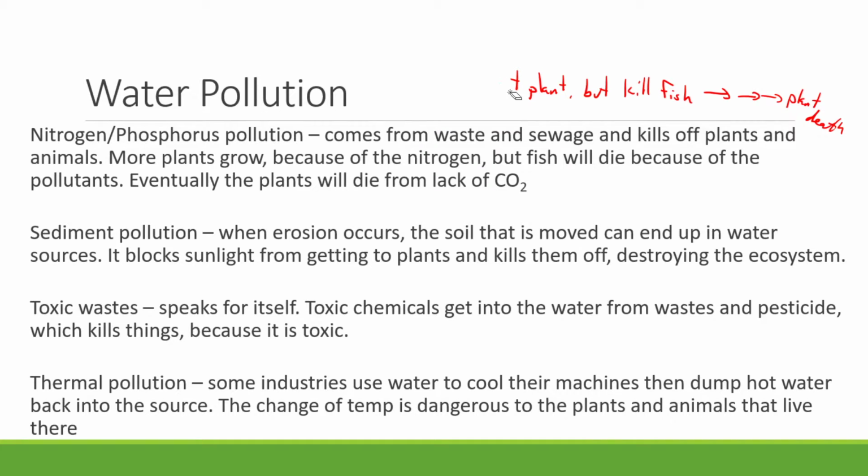When certain things get dumped into sources of water, we also have sediment pollution, which is erosion and humans moving earth to make room for their own things. They'll kick up all the soil and they'll dump it into water sources. This will block sunlight from getting to plants, killing the plants, and because the plants are the basis, the foundation of every ecosystem, without the plants to provide food for the herbivores, the ecosystem will collapse.